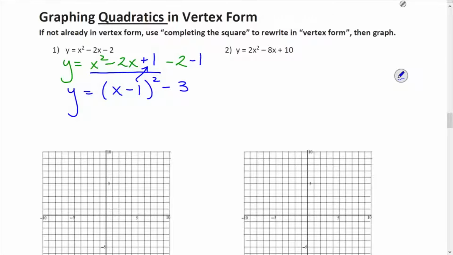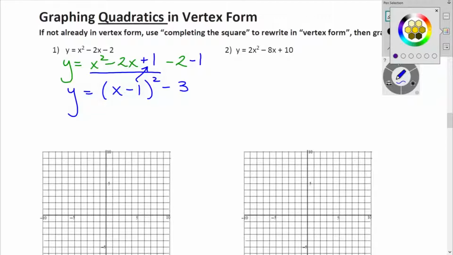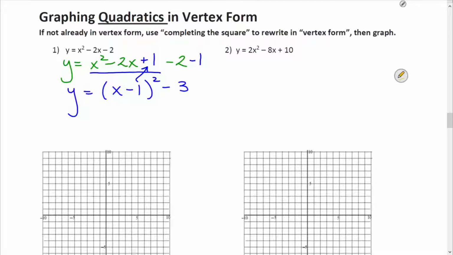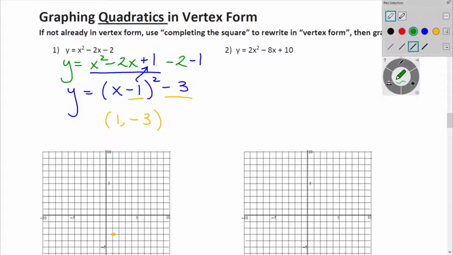Okay, so now that I've completed the square, I can read off what the vertex form of this graph is going to be. I change the sign for x, and I get positive 1. And I don't change the sign for y, it's not in a parenthesis, so I get negative 3. The vertex is the point 1, negative 3, which is right here. Okay, that's the vertex. And keep in mind that I have right here an axis of symmetry.